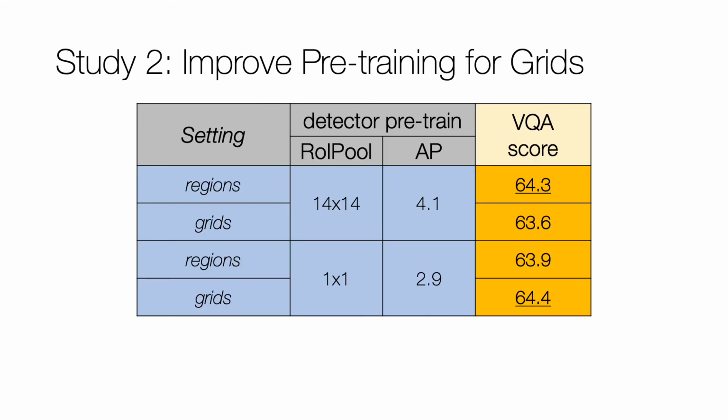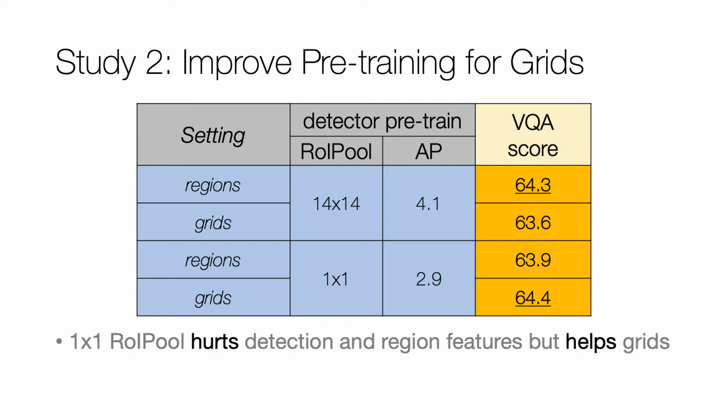Here is the result of our second study, where we copied the first 2 rows of the previous table and added 2 additional rows for our 1 by 1 ROI pool setting. We find this design hurts object detection performance and the correlated region feature performance on VQA. But on the other hand, it helps grid features perform better on VQA scores.